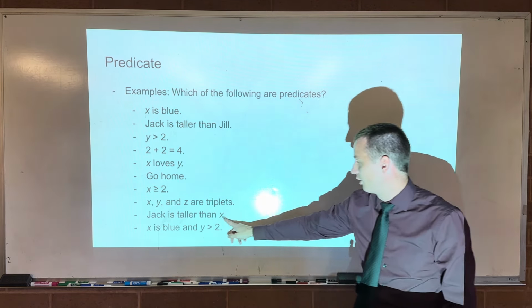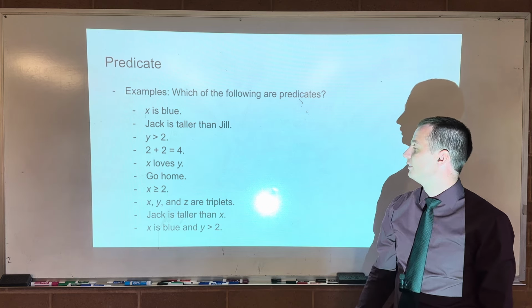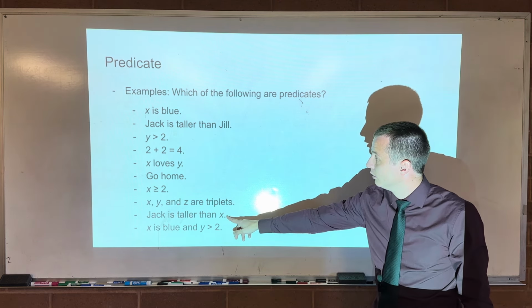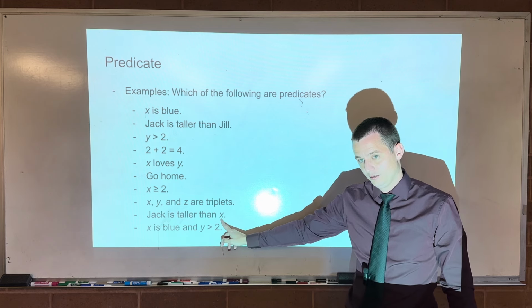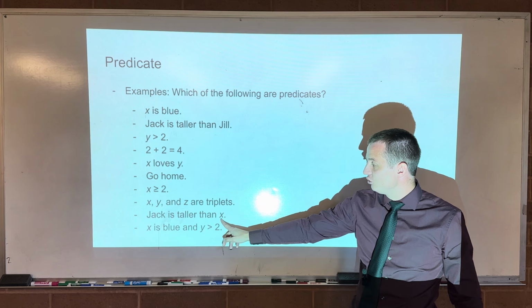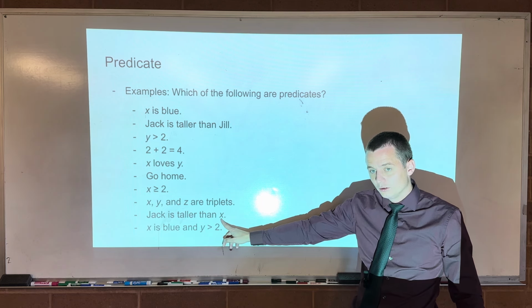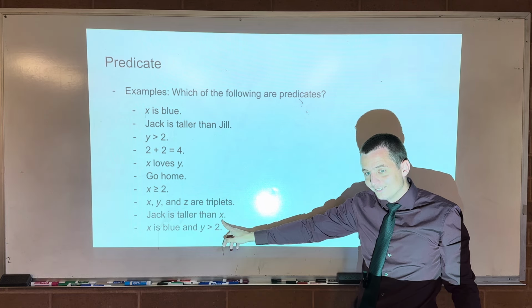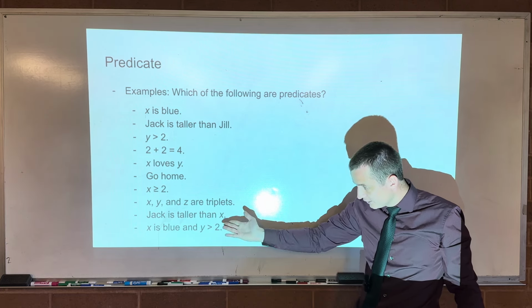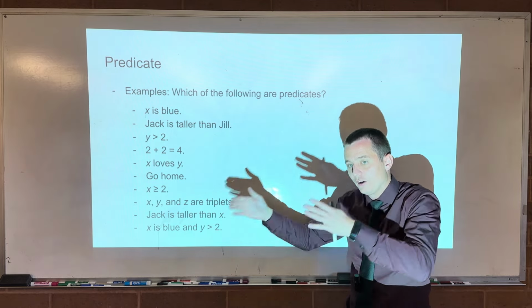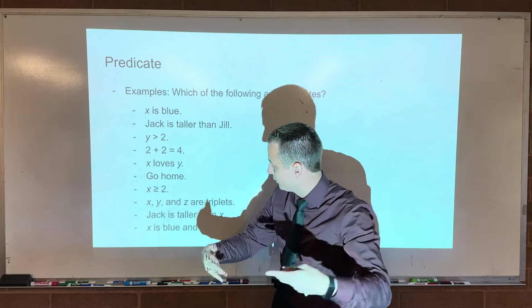All right, finally, Jack is taller than X. That's a predicate, not a proposition. It depends on X. If you give me Jane, it spits out true. If you give me this kid, it spits out false. So it's a predicate. Depending on what you give it, the truth or falsity changes. It spits out true in some cases, false in other cases.